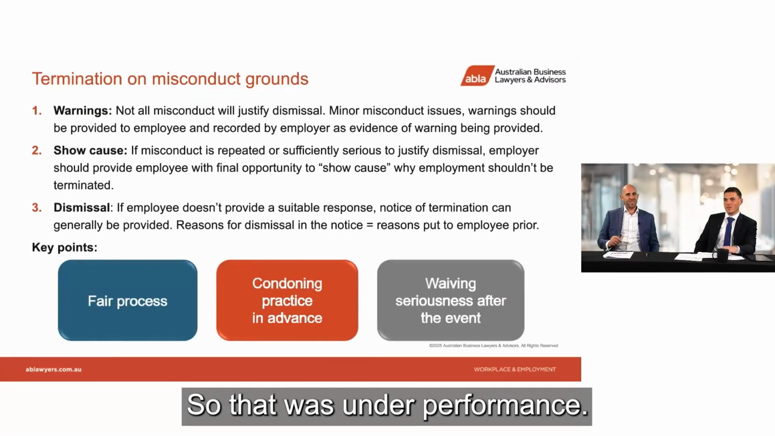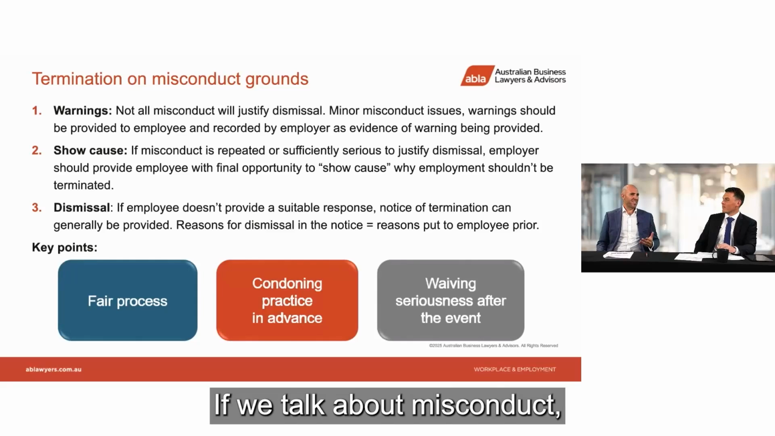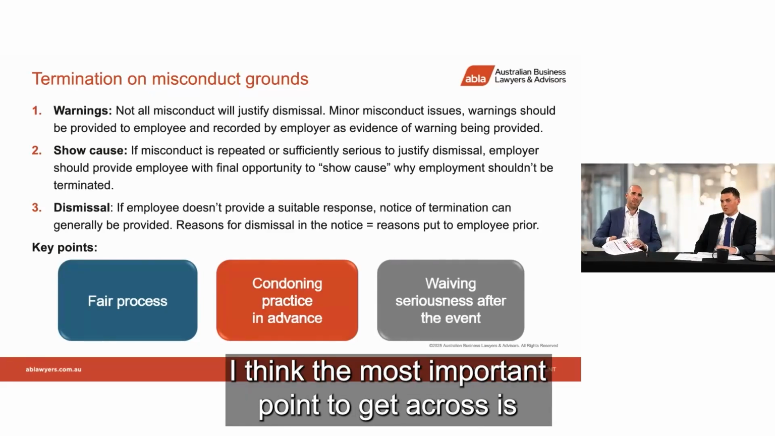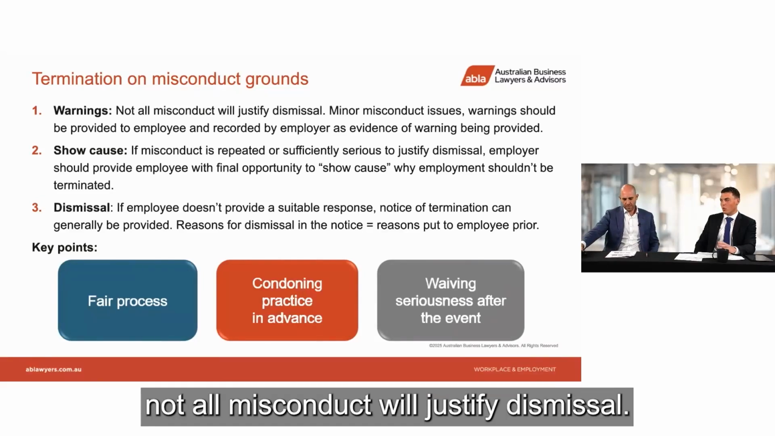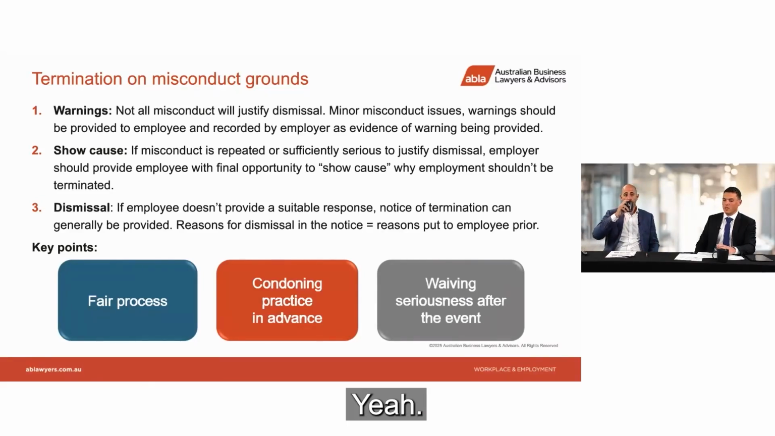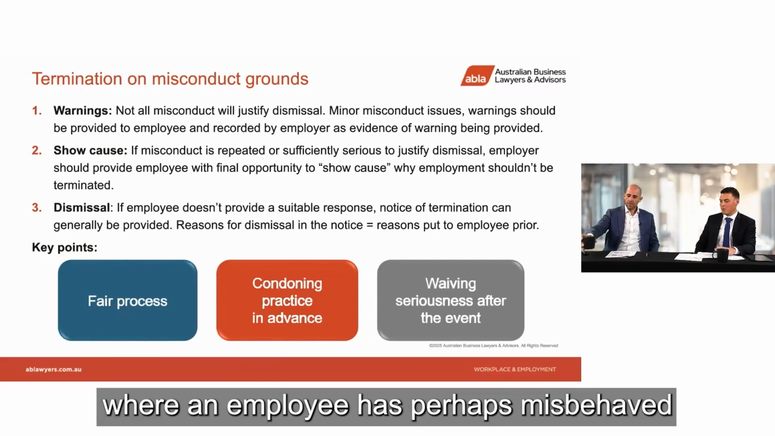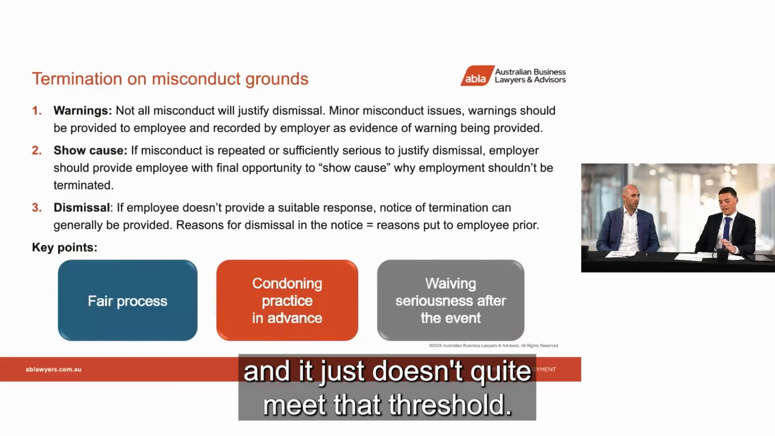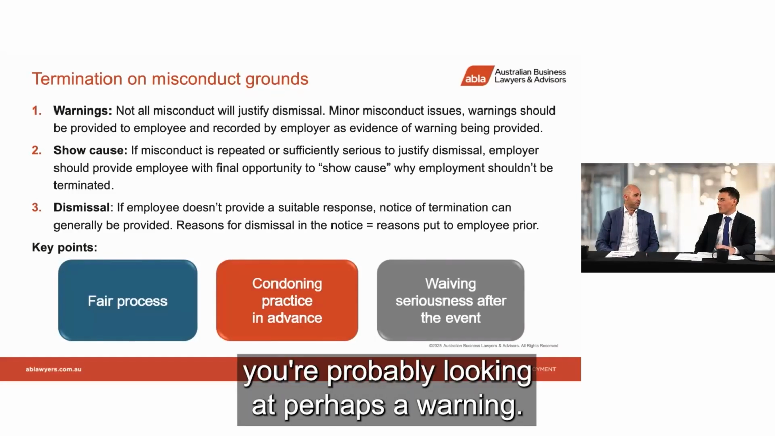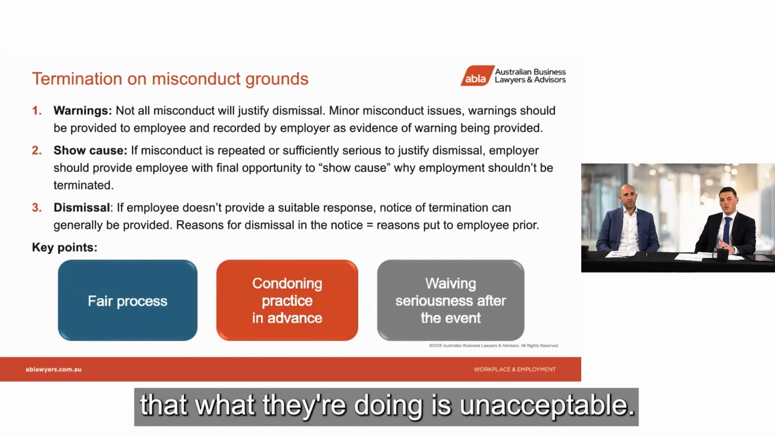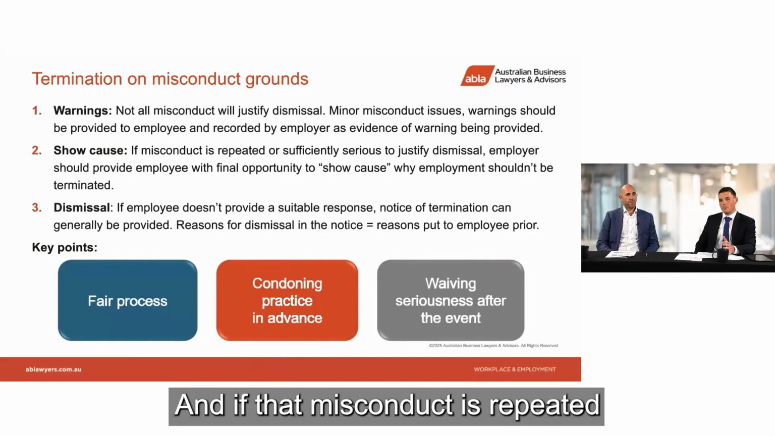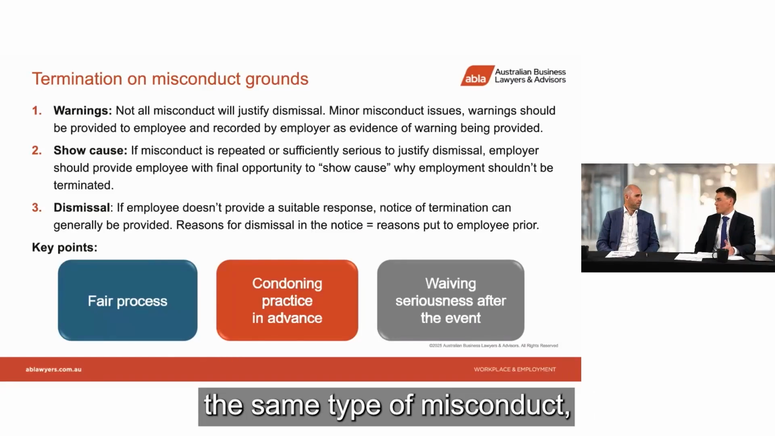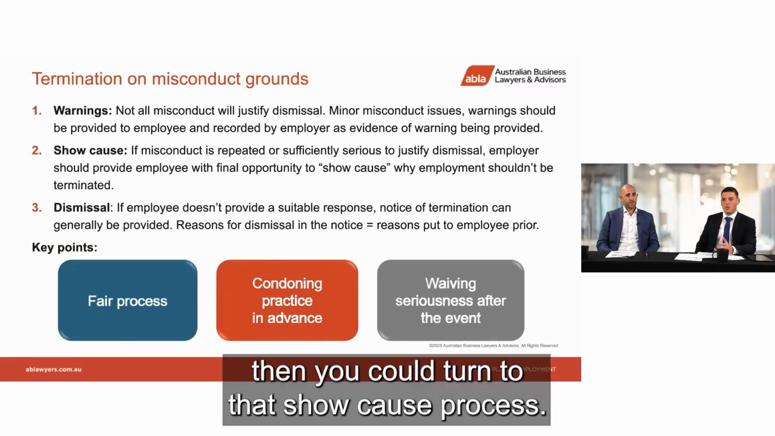All right, we might move on. So that was underperformance. If we talk about misconduct, the principles are probably quite similar. They are largely quite similar. I think the most important point to get across is not all misconduct will justify dismissal. You get a lot of emails from clients where an employee has perhaps misbehaved and they're looking to terminate, and it just doesn't quite meet that threshold. In those circumstances, you're probably looking at a warning to make it clear to the employee that what they're doing is unacceptable. And if that misconduct is repeated, or if the employee continues to engage in misconduct, it doesn't necessarily have to be the same type of misconduct, then you could turn to that show cause process.